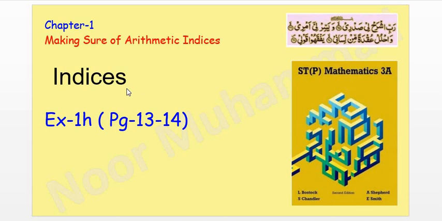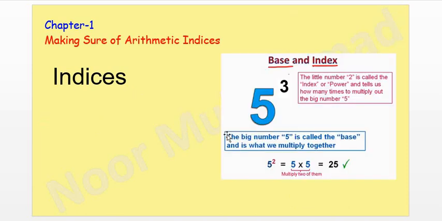It's all about indices. So first of all, let's discuss what we mean when we use the word indices in math. When we have repeated multiplication, for example, if I have 5 times 5 times 5, how can I write this expression in short form? We can write it in short form as 5 to the power 3.